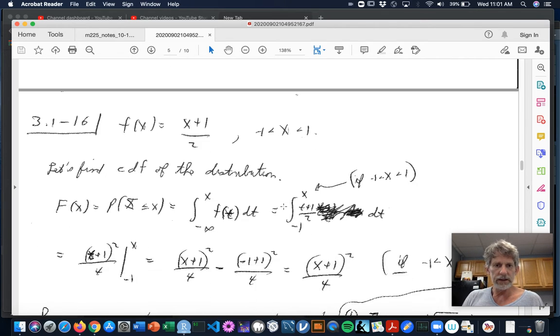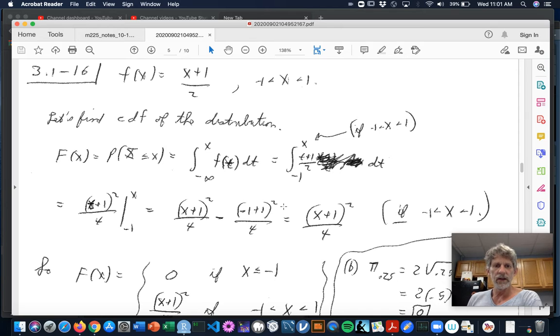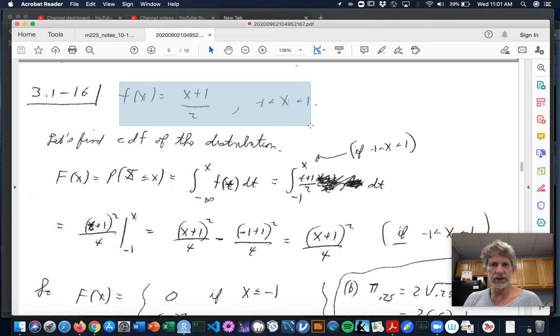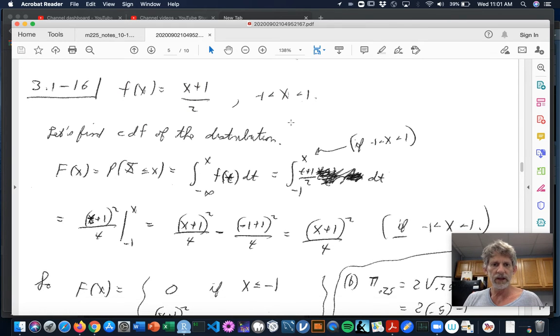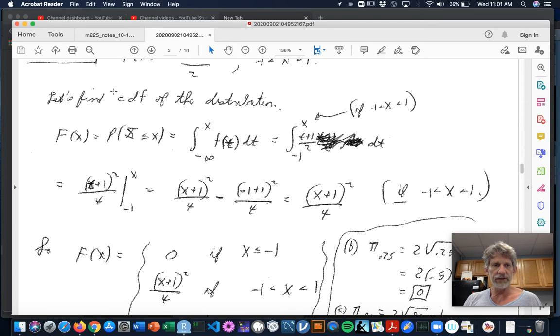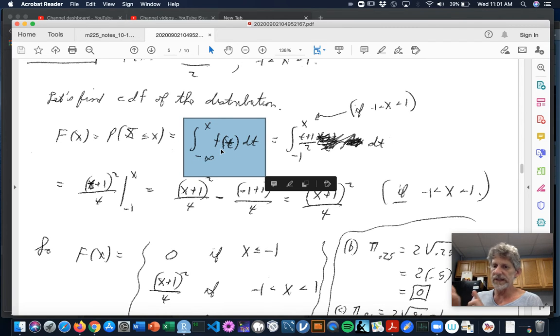Okay, number 16. Here you had to find 3 percentiles for a little distribution given here with this PDF. The best thing to do first is to find the CDF of the distribution. So that's the probability that capital X is less than or equal to little x for some choice of little x. So that's the integral from minus infinity to x of f of t dt.